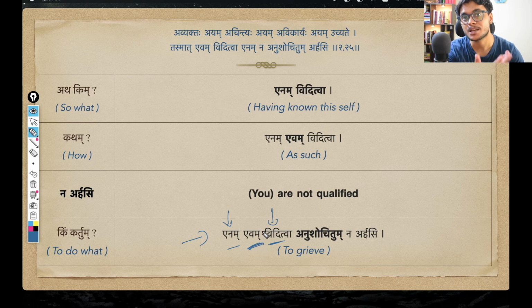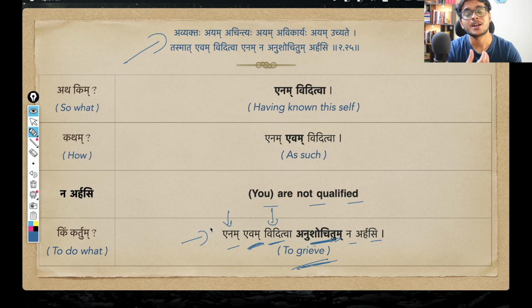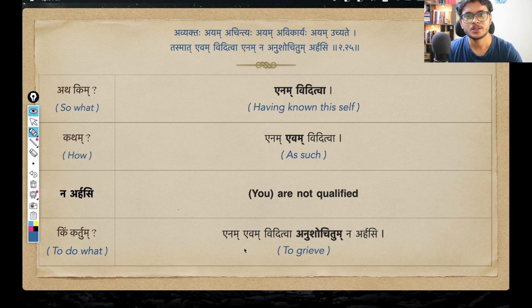Now this entire sentence will mean: enam evam viditva, after knowing this self as such, the way I just described to you, Arjuna, anushochitum na arhasi, you are not qualified to grieve. Once you have understood the true nature of the self, you are not eligible to grieve anymore, because you have realized the nature of the self. That is what Krishna is trying to convey to Arjuna. Okay, so I hope all these words are clear.